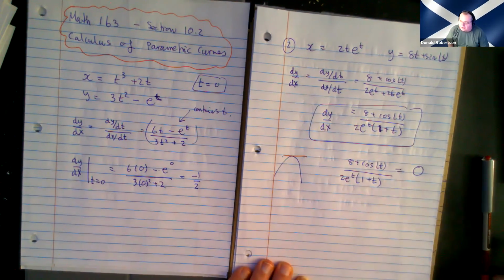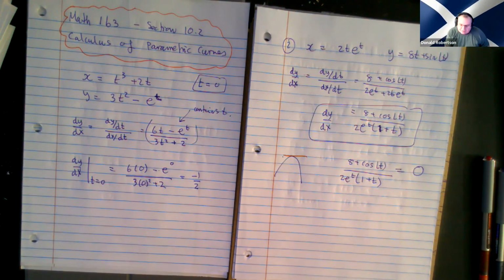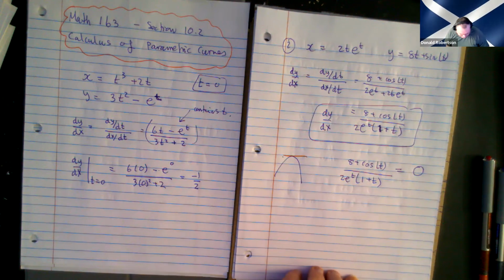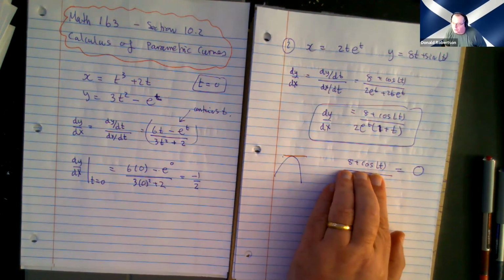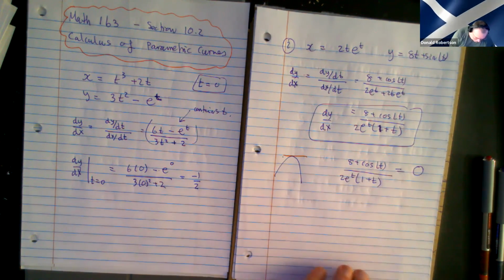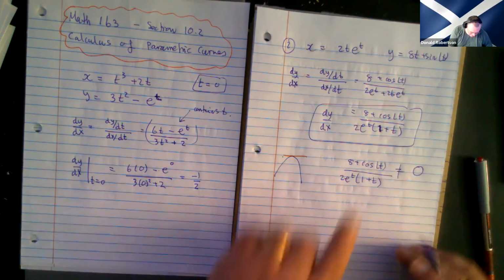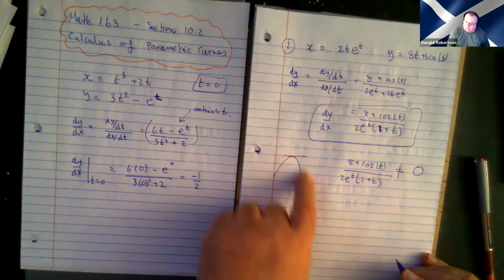Let me argue why. If you have a fraction that's equal to 0, isn't it only the top equals 0 that matters? The bottom can be 42, it won't matter. Would you agree that the cosine of t, the worst it's ever going to be is -1? So if you add 8 to that, would you agree that 7's as good as it's going to get? So that means this is never 0. So this thing doesn't have any hills in it.